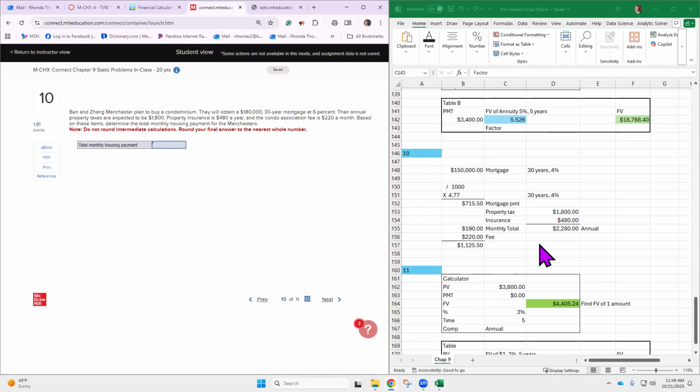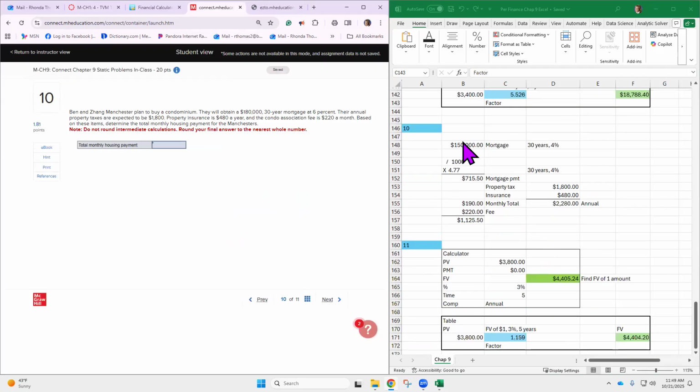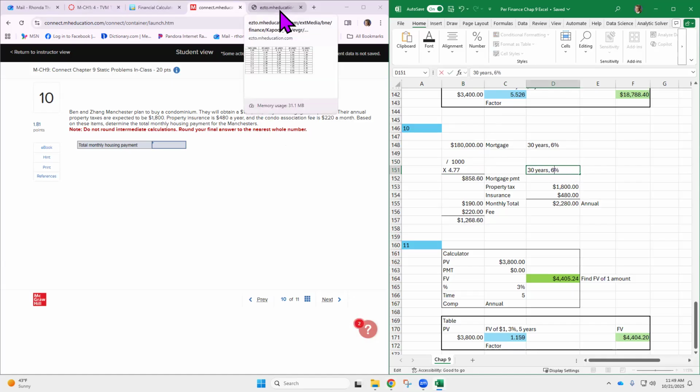If you're going to buy a condominium, let me get all my numbers in here correctly. So Ben and Zane Manchester plan to buy a condominium. They will obtain a $180,000 mortgage for 30 years at 6%. Let me get my figures in. We're going to divide 180,000 by 1,000, which will give you $180. We're going to look at a factor of 30 years at 6%, and that should be right here.